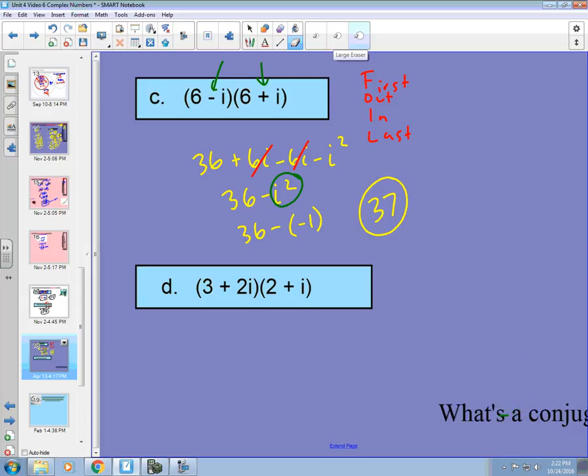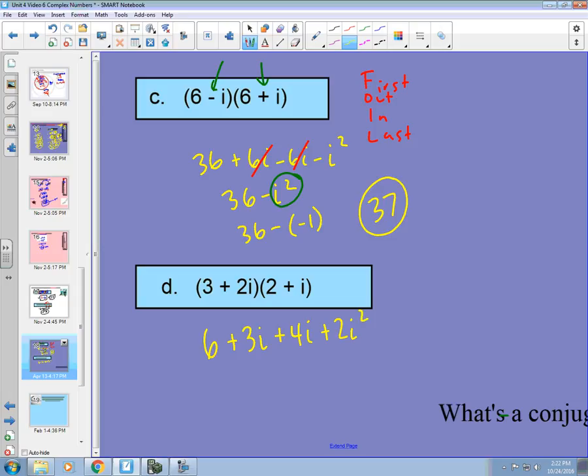All right, let's try D. Same thing, we're going to multiply that through because we're timesing here. So multiply first ones, you get 6. Multiply outside ones, you get 3i. Inside ones would be 4i. And the last ones, you get plus 2i times i, which is going to be i squared.